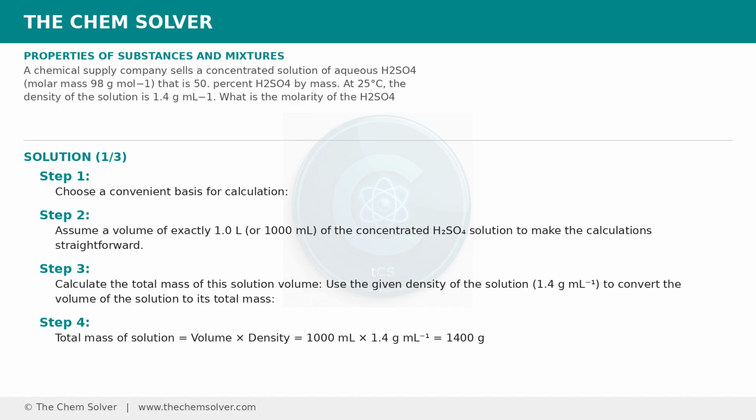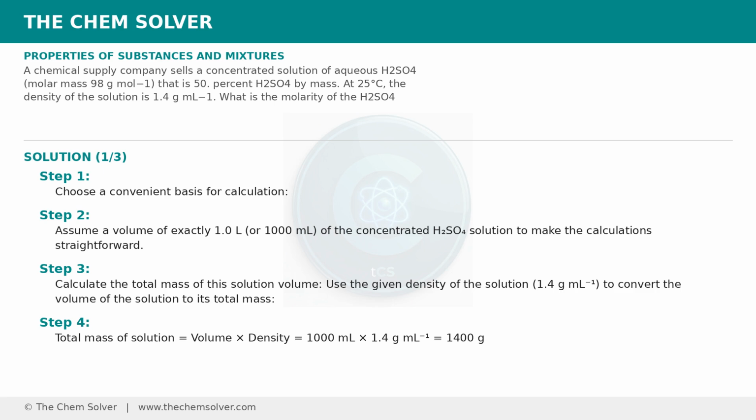Choose a convenient basis for calculation. Assume a volume of exactly 1.0 liters, or 1,000 milliliters, of the concentrated H2SO4 solution to make the calculation straightforward. Calculate the total mass of this solution volume.